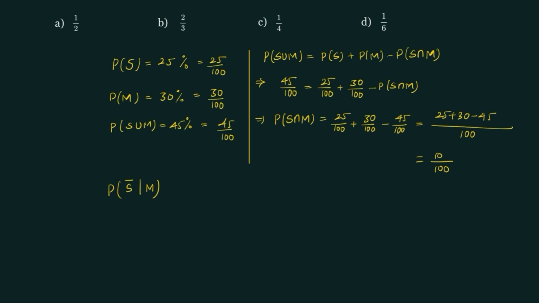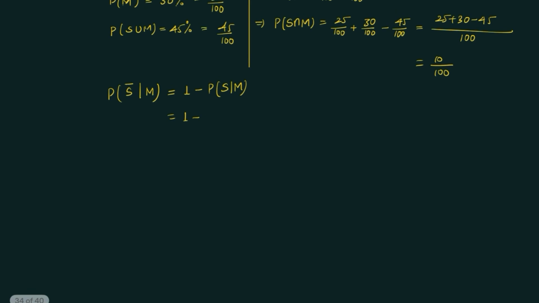So here, before using the definition of conditional probability, I can write this probability as 1 minus probability of S given M, because probability of S bar is 1 minus probability of S, and we can just put the condition there. Okay, so this equals 1 minus. Now we will use the formula for conditional probability, that is probability of S intersection M by probability of M, and it will be equal to 1 minus probability of S intersection M, which is 10 by 100, divided by probability of M, which is 30 by 100.